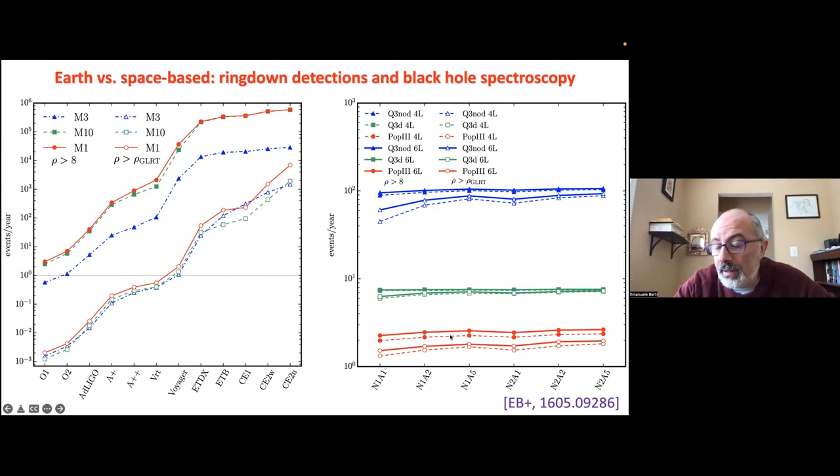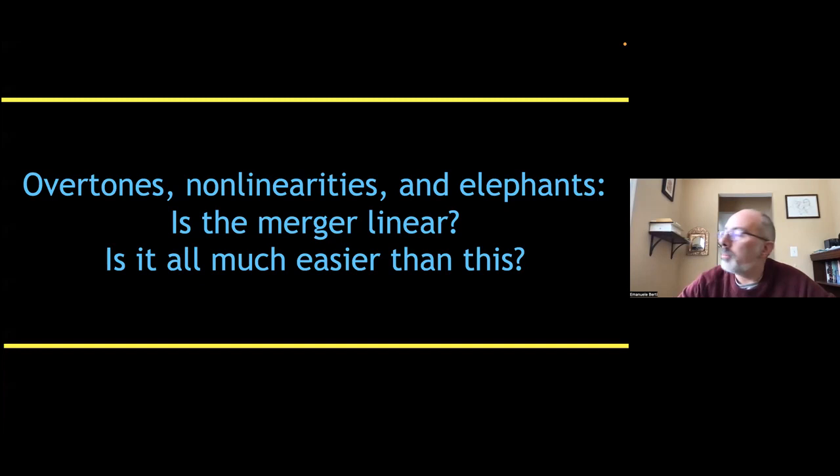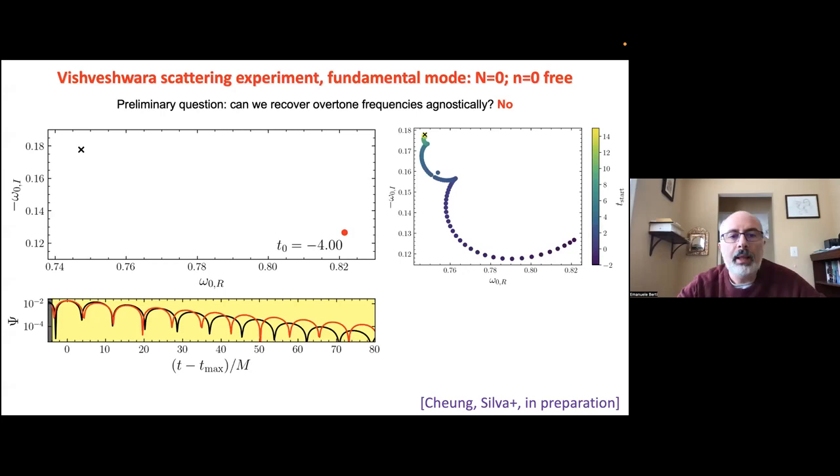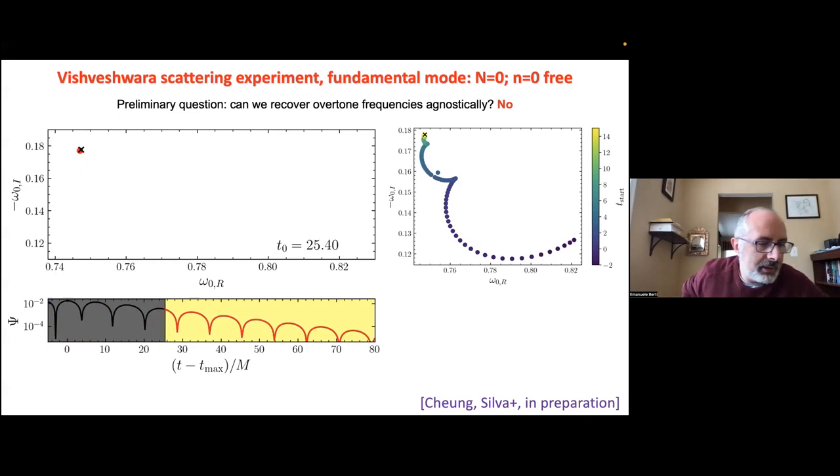Now, let me move on to the recent issue. The recent issue has been that maybe we've been too pessimistic all around, and maybe we can just use the overtones to do a very clean test with GW150914. And let me explain a few reasons why I think that these tests are more difficult than some people have been claiming.